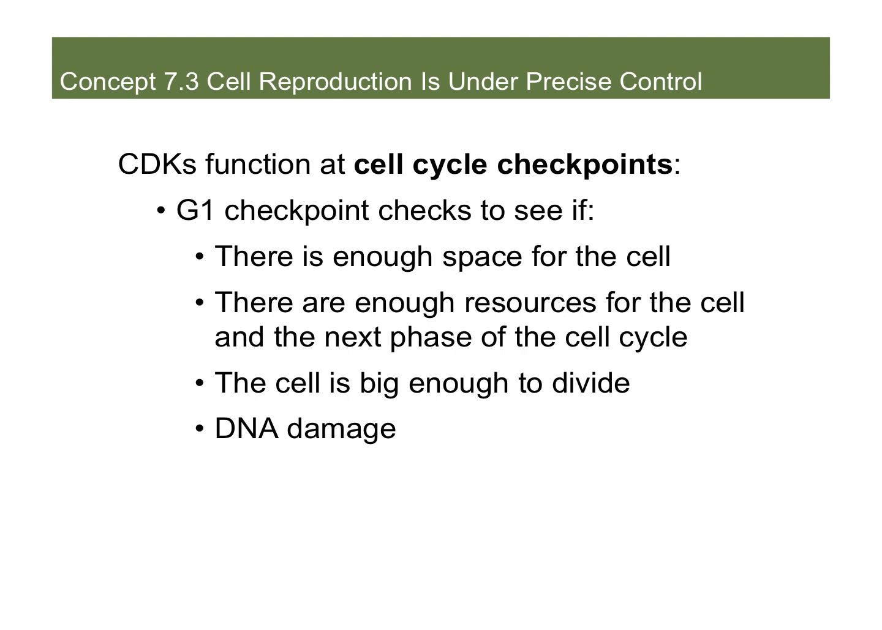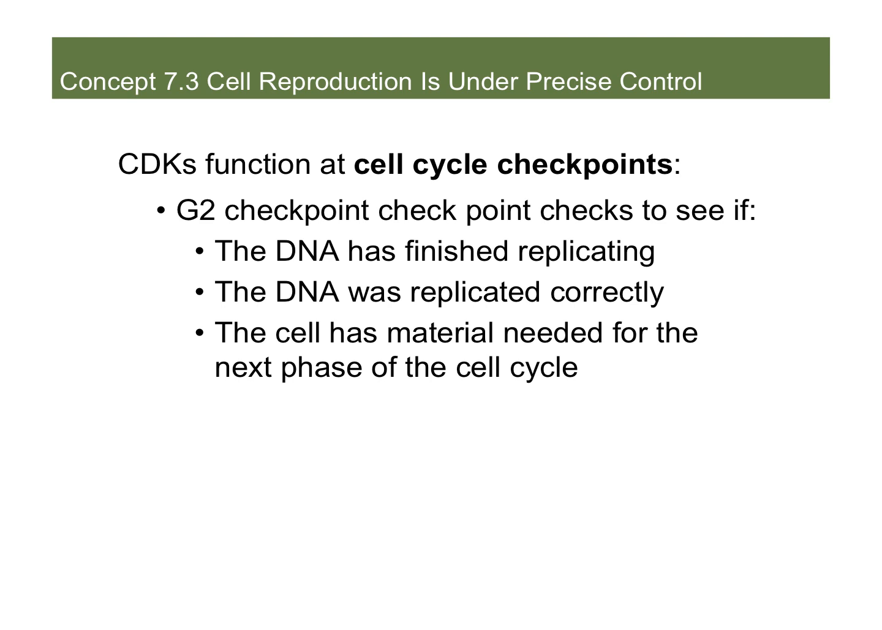There are 3 of them. The G1 checkpoint checks to see if there's enough space for the cell, if there are enough resources for the cell and the next phase of the cell cycle, and it checks to see if the cell's even big enough to divide. DNA damage will always be assessed at every single checkpoint. But the first, the G1 checkpoint, checks for these specific things.